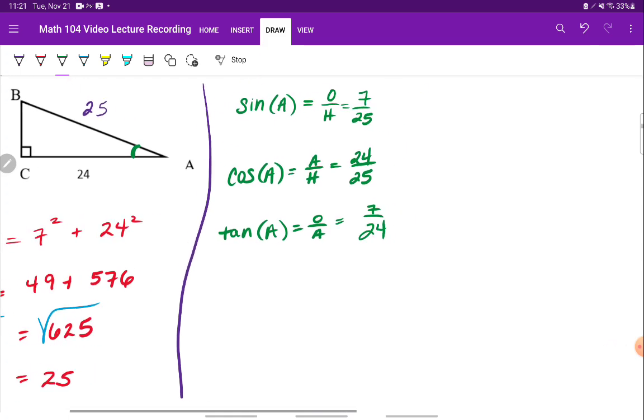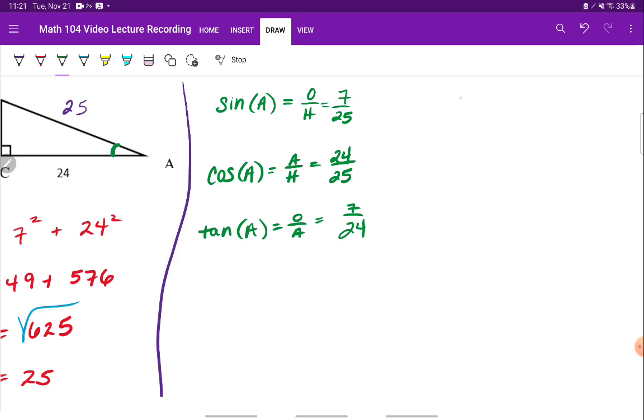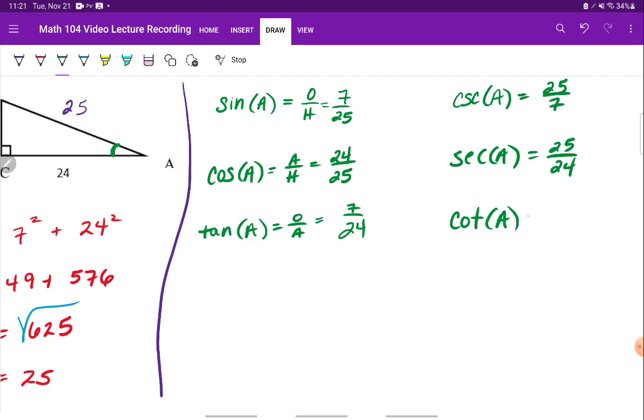The other three trig functions will just be the reciprocals. So cosecant of A will be 25 over 7. Secant of A, 25 over 24. And then cotangent of angle A will be 24 over 7.